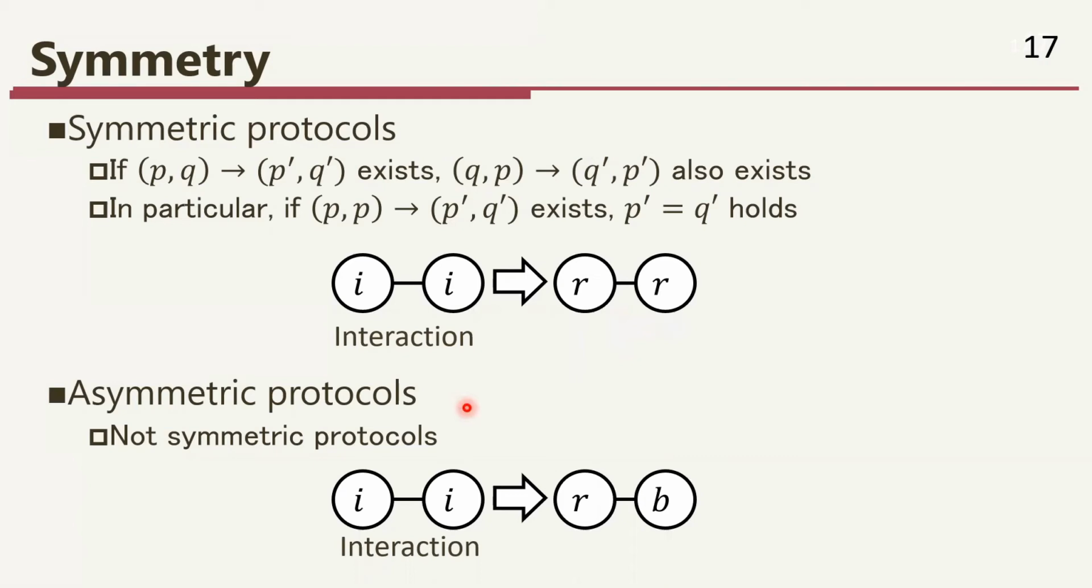On the other hand, if a protocol is not symmetric, the protocol is asymmetric. So in asymmetric protocols, if two agents with the same state interact, they can transition to different states.